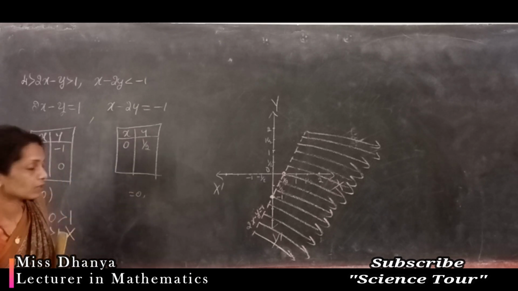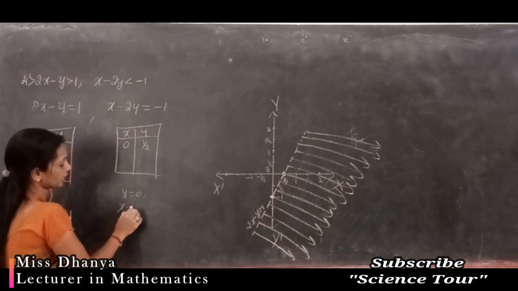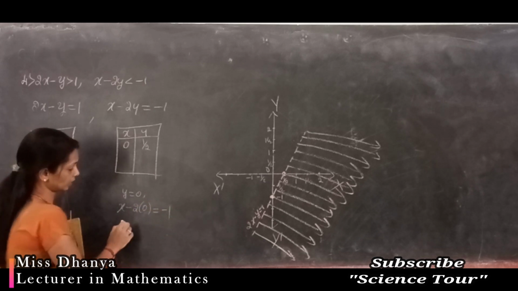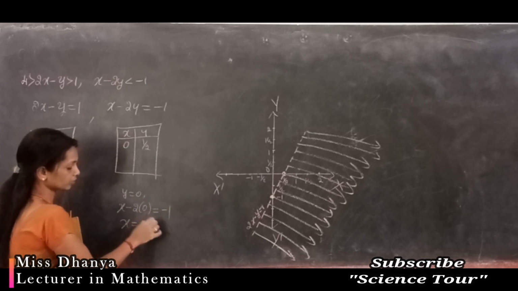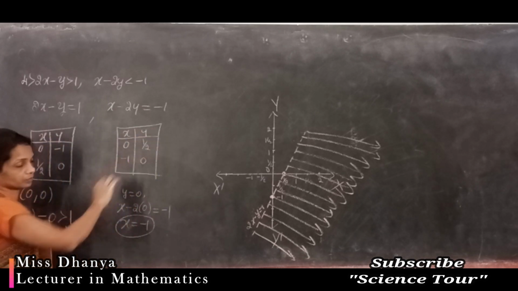Next, when y is equal to 0, in this equation you will get x minus 2 into y, plus 0, is equal to minus 1. So you will get x equal to minus 1 for y is equal to 0.